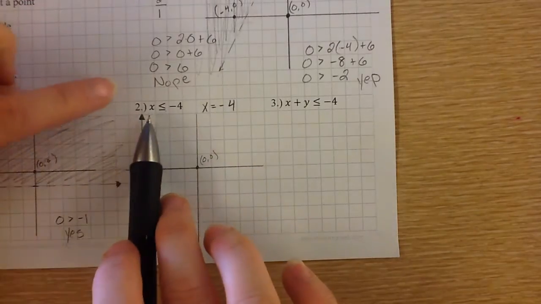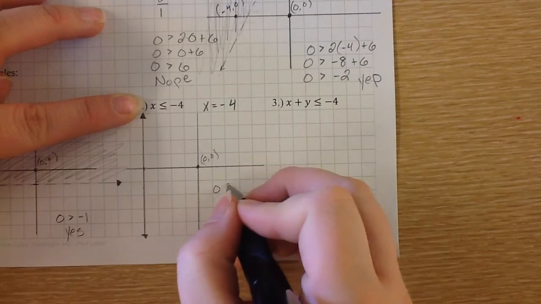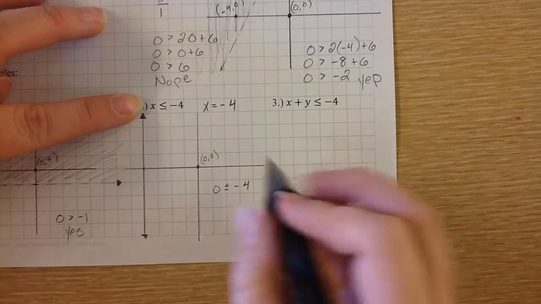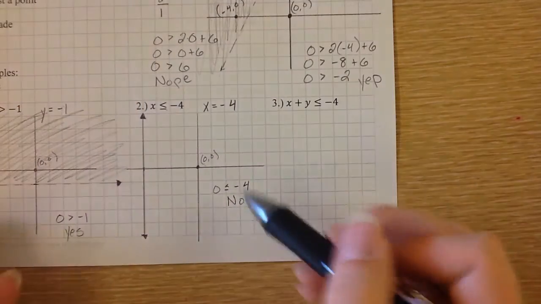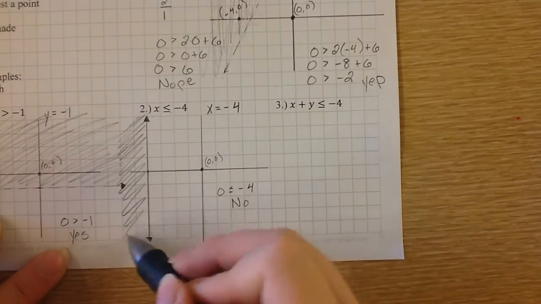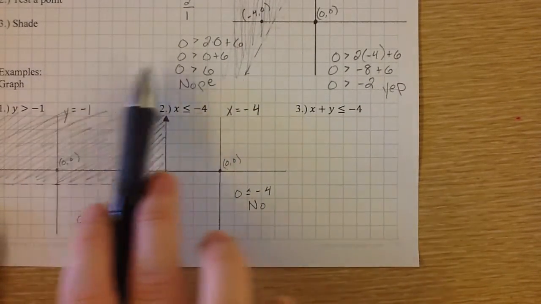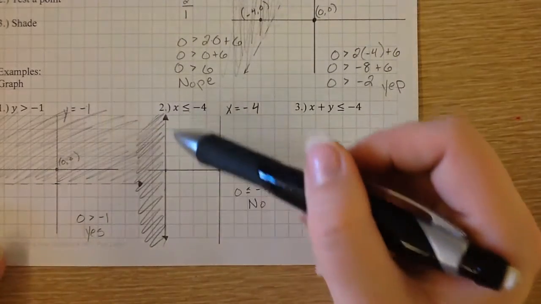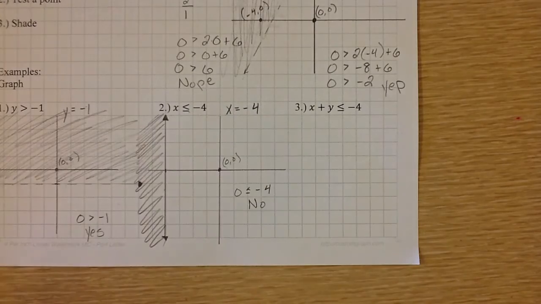Okay, since this doesn't have a y, all I need to do is look at x, so 0. Is 0 less than or equal to -4? No, it's not. 0 is not less than or equal to -4, so I can't shade on the side with the 0, 0. I'll have to shade on the other side, so we shade over here. So basically, any point on this side of that line, including the points on the line, will work in this inequality.